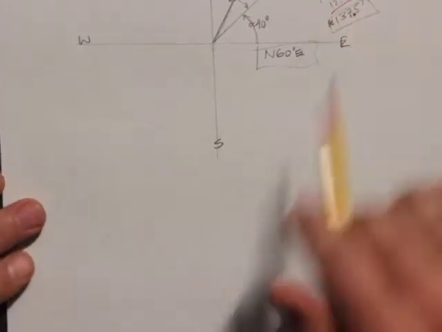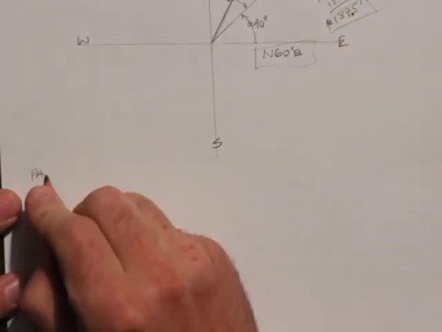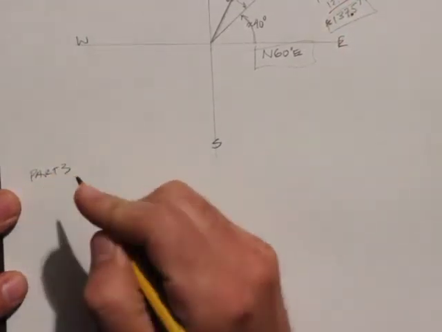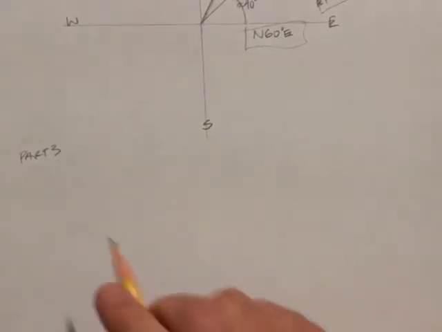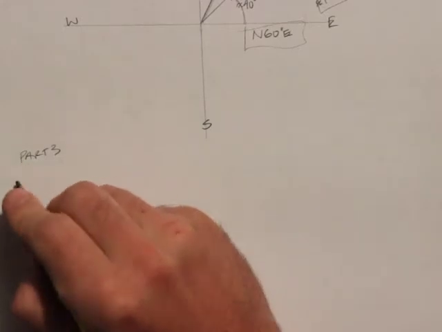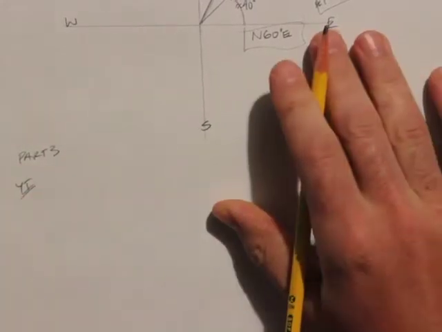Alright, we are now at part 3. Vectors. This is a long section. Alright, let's keep going. So I would like to do one more Try It from the previous section.